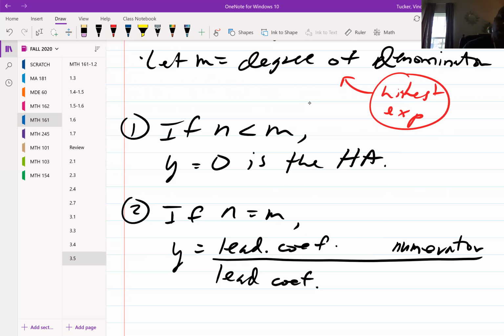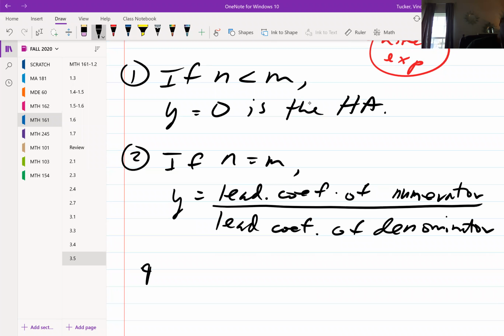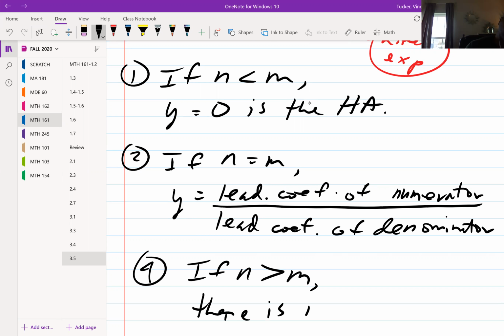I should make more room. That's done now. I put a 4. Why did I put a 4?